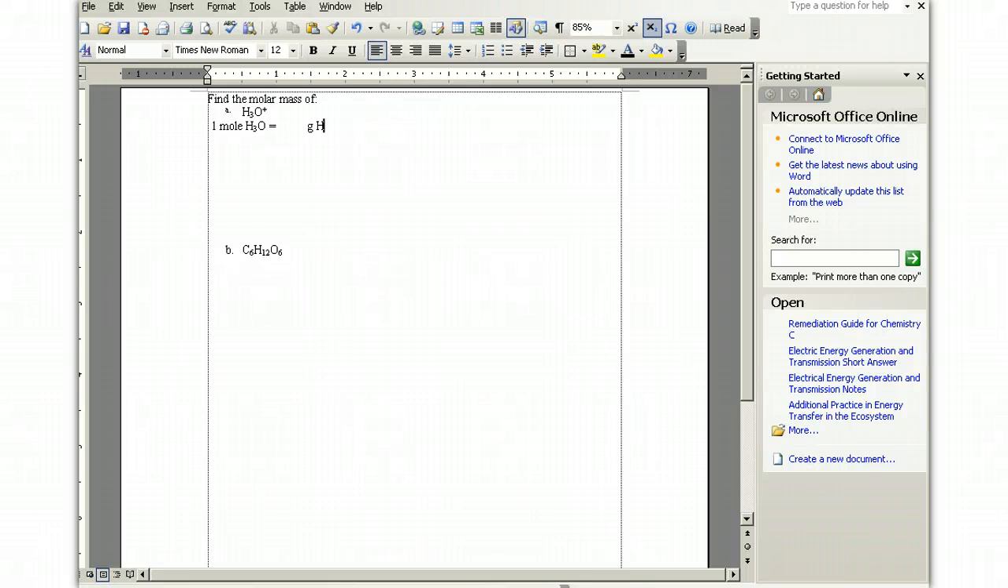And before I go to my periodic table, I'm cheating here a little bit and filling in the rest of the information. Okay. So the way we're going to find it is we're going to look up the individual atomic masses of each of our two elements. We have hydrogen and we have oxygen.